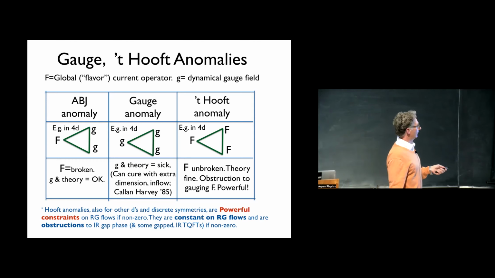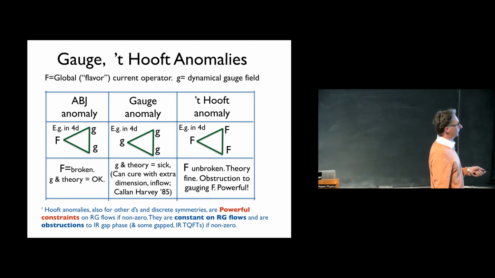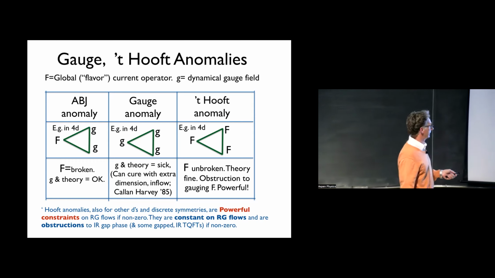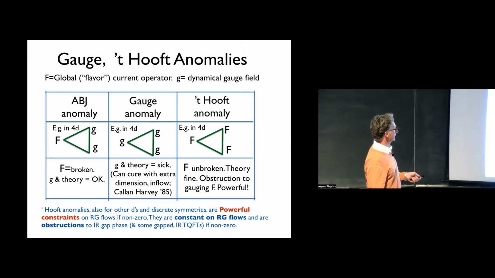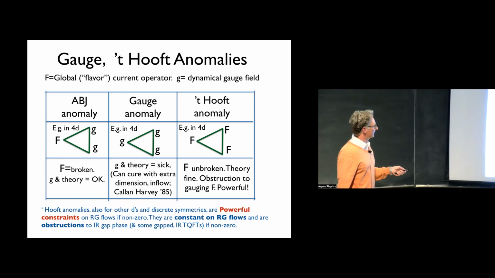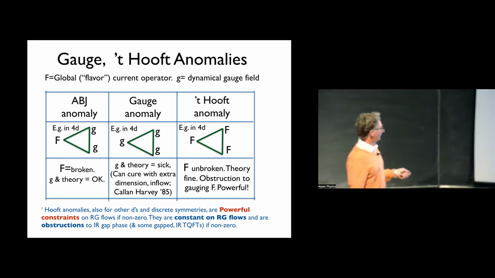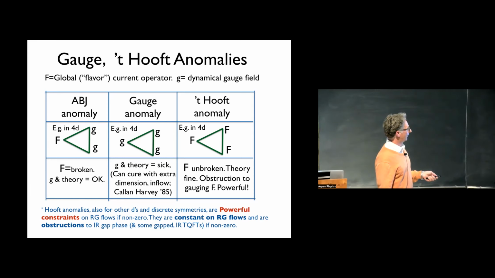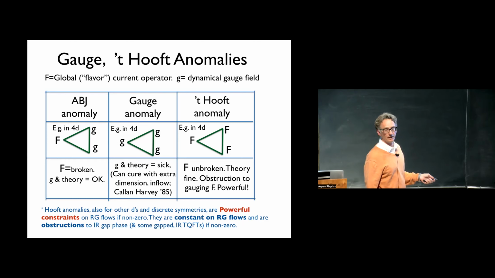And then in the case of the 't Hooft anomaly, we do the same thing, but now with flavor currents. The interpretation in this case is that the flavor symmetry is unbroken because there are three of them instead of just one. And the theory is fine, but it's an obstruction to gauging that flavor symmetry. Because if we wanted to gauge that flavor symmetry, it would be this case, and the theory would be sick, or there would be inflow into an extra dimension. That turns out to be incredibly powerful, if non-zero.